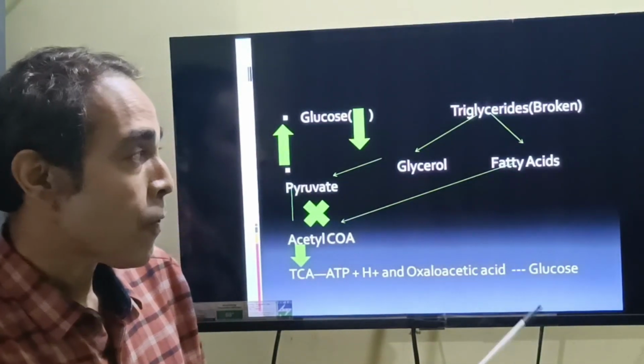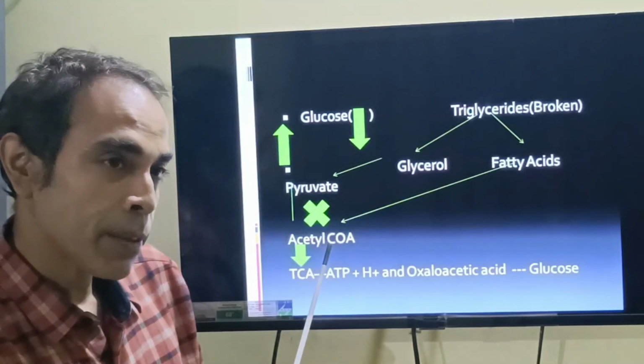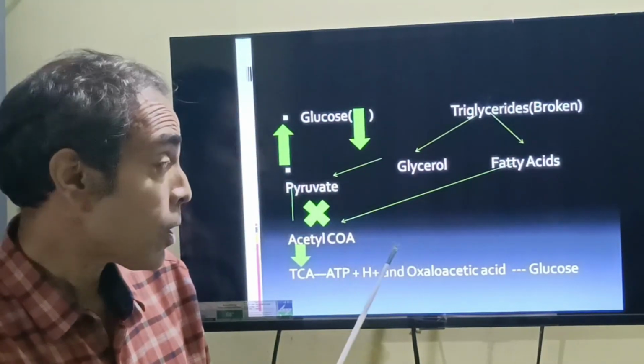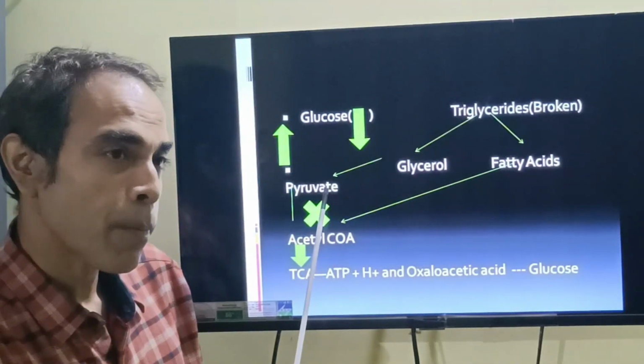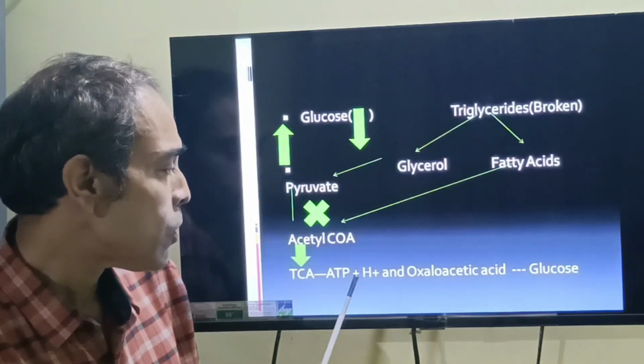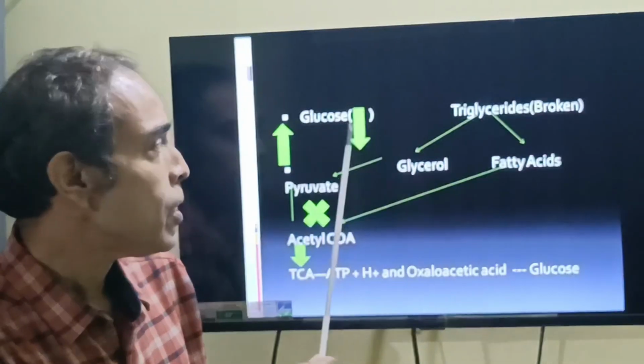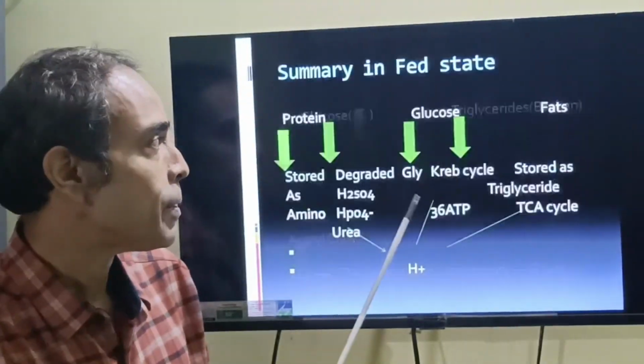What about the fatty acids? Now fatty acids are converted to acetyl coenzyme A, but as we already talked about, acetyl coenzyme A cannot go back to form pyruvate. So now the acetyl coenzyme A has to go into the TCA cycle to form ATP, hydrogen ion, and oxaloacetic acid. Again the same cycle gets repeated, stabilizing the glucose levels.